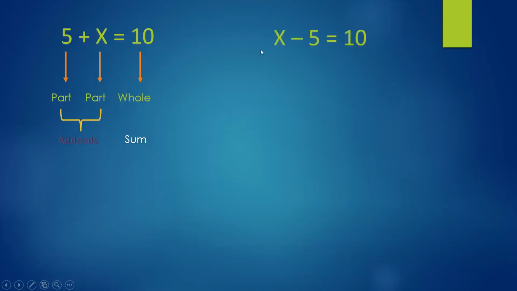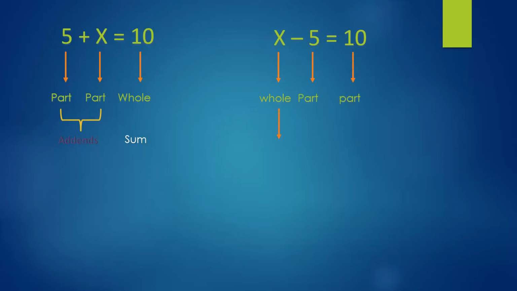If we have a difference or minus, x minus 5 equals 10, the first number is the whole. In subtraction, the first number is the whole, because the whole is the biggest number in the equation. So in subtraction, the whole is the first number, and these other two are parts.